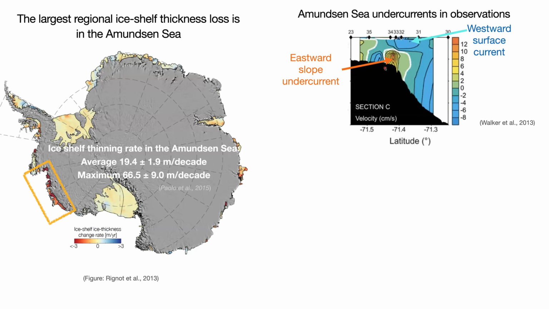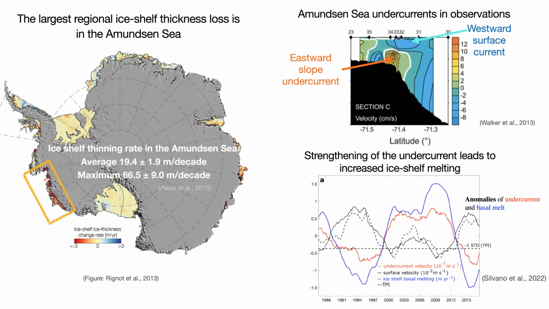Counterintuitively, observations and modeling studies have found eastward undercurrents along the shelf break of West Antarctica. The undercurrents are very important in driving basal melt because when encountering submarine troughs, they transport warm mid-depth waters directly toward ice shelf cavities.